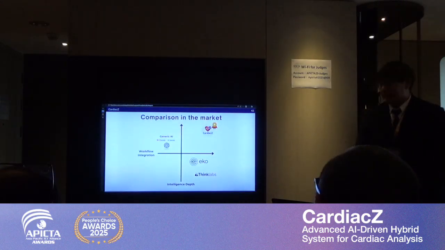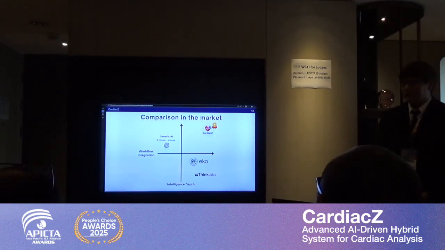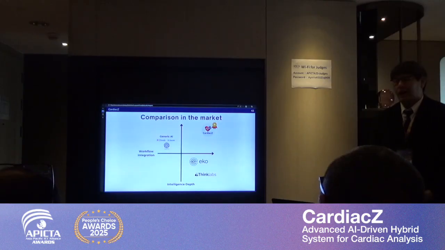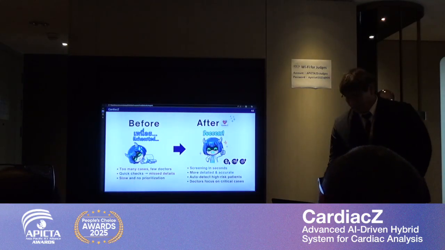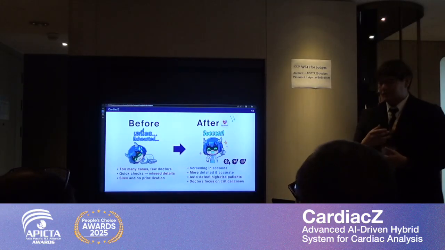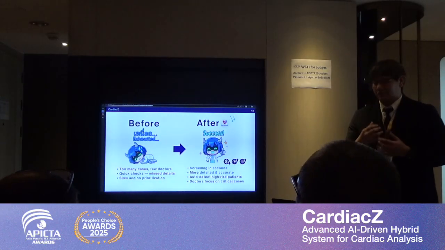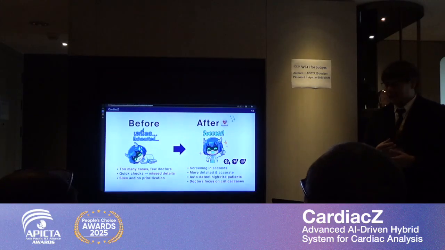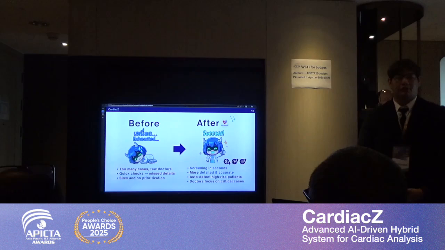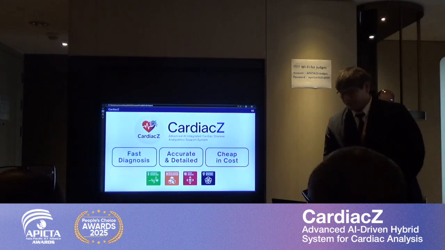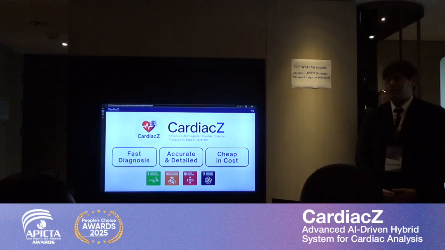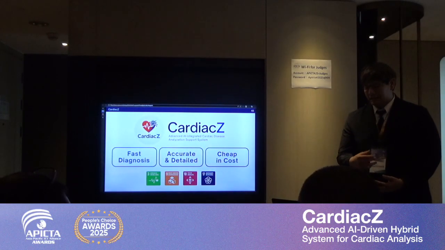From this chart, you can see CardiacZ is a high intelligence and high integration solution, unlike generic AI standalone from hardware. Before, the doctor could use CardiacZ slowly and miss some details. But now the doctor can use CardiacZ to catch screening details, and the doctor can focus on clinical tests. And finally, CardiacZ combines the ECG from number 3, heart beats, and combines with number 9, 10, and 18.